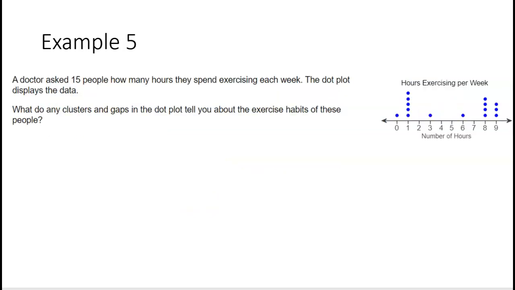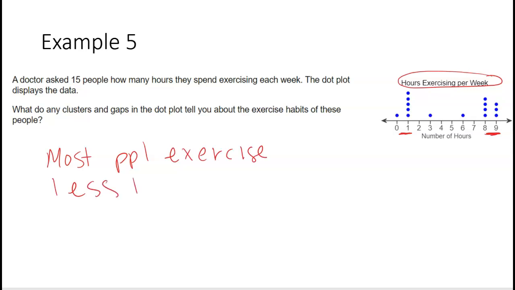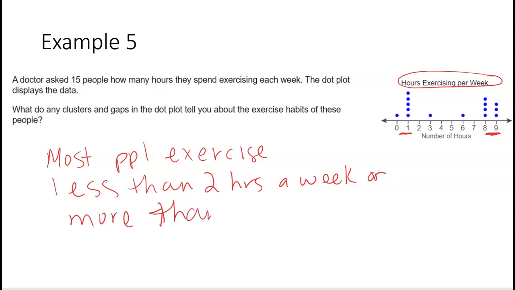A doctor asked 15 people how many hours they spend exercising each week. The dot plot displays the data. What do any clusters and gaps in the dot plot tell you about the exercise habits? Well, I see a strong cluster over here at 1, and then over here at 8 and 9. So we're talking about hours exercising per week. It tells me that most people exercise either less than 2 hours a week or more than 7 hours. That's what that tells me.